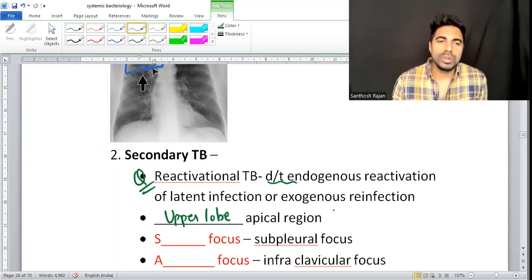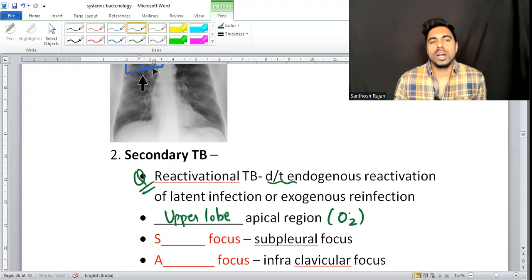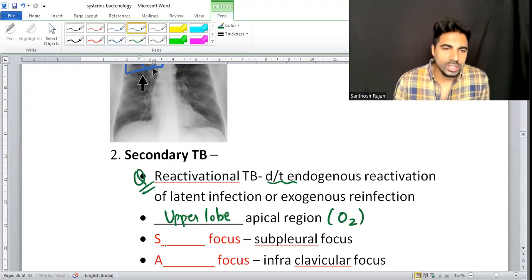Because upper lobe, apical lobe, kya hai? Bahut jyada oxygen hai. Because it's aerob. No. It's an aerob. Mycobacterium is a pure aerob. Oxygen kahan jyada hai? Wo wahan par jayega. So this is the apical region.